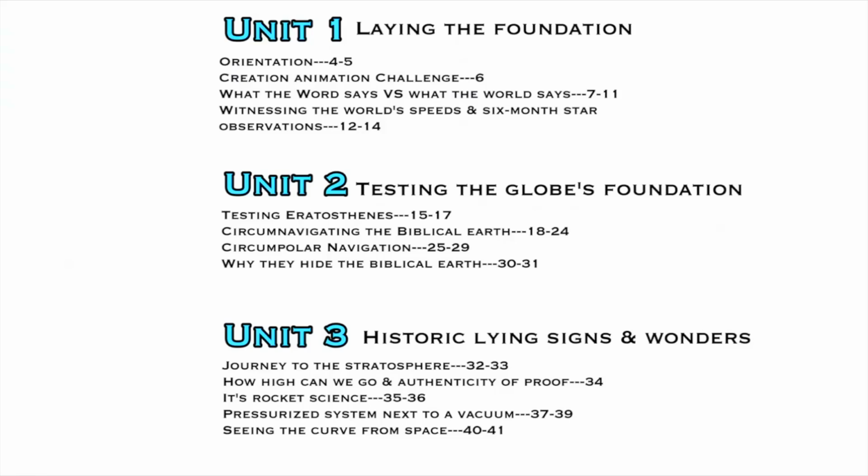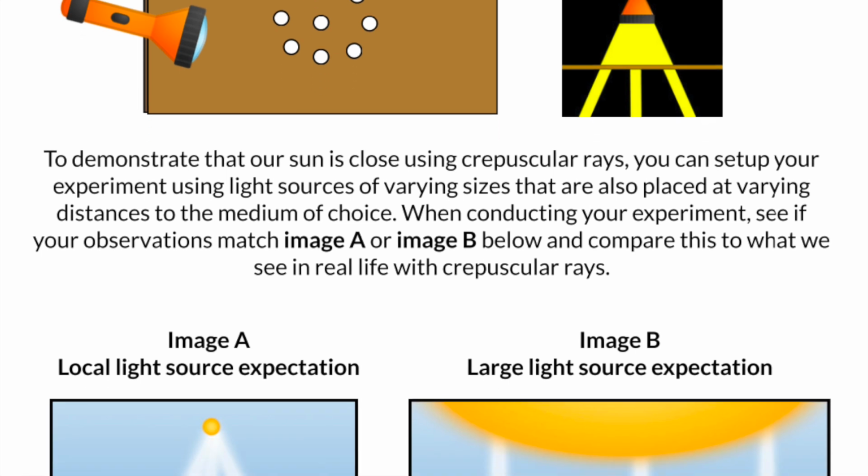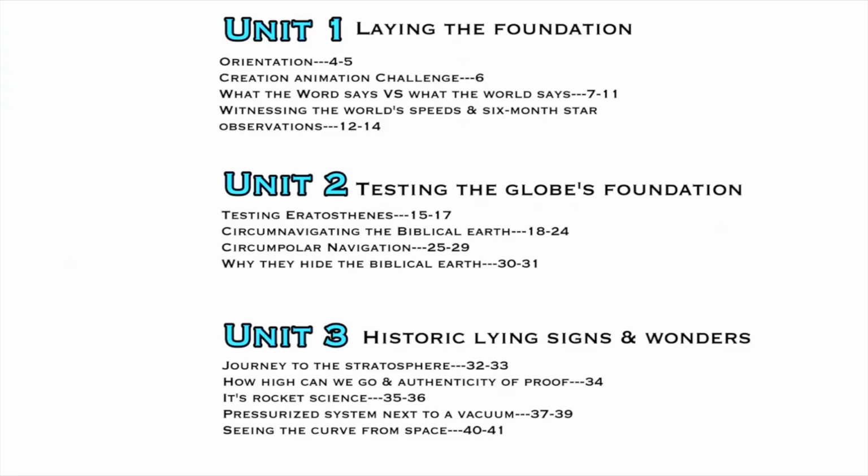And once we've done that, we can move into Unit 2, which is testing the globe's foundation and seeing where it came from, the evidence that it's founded on. And when we put that evidence to the test, we're going to see if it holds up. And then that will lead us to Unit 3, which will focus on some historic lying signs and wonders, as well as a brief history of mankind traveling upwards and some of the things they have done to reach the heights they've reached, going all the way back from the Tower of Babel to modern day rocket science.